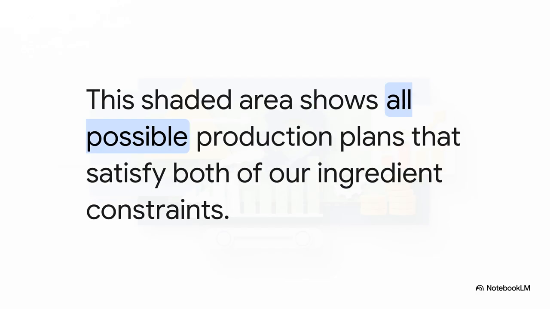So when we put both of those areas on top of each other, the one for milk and the one for choco, the part where they overlap is what really matters. This shaded area is called the feasible region. And here's the key. Every single point inside this shape represents a production plan that is actually possible given all of our limitations. We've literally just mapped out every valid option we have.